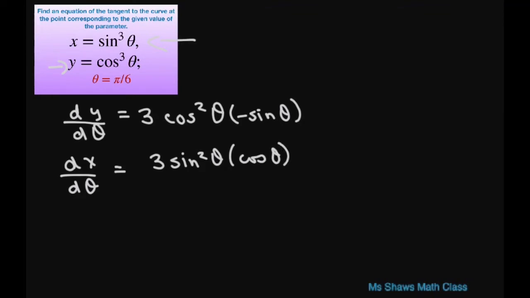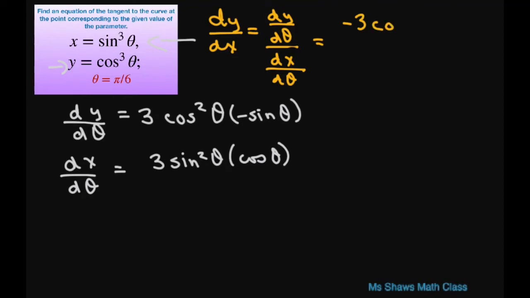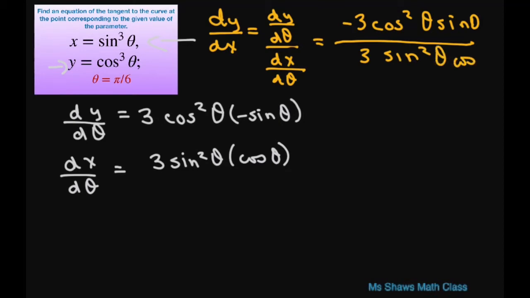All right, for our derivative of y with respect to x, that just equals the derivative of y with respect to theta divided by the derivative of x with respect to theta. So we just divide these two. Simplifying all this, we're going to get negative 3 cosine squared of theta sine of theta divided by 3 sine squared of theta cosine of theta.